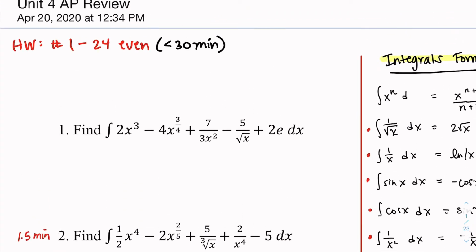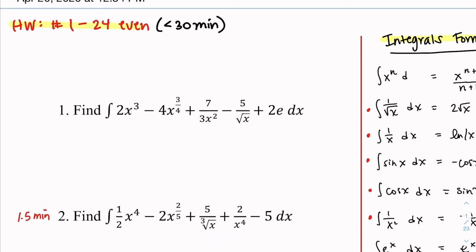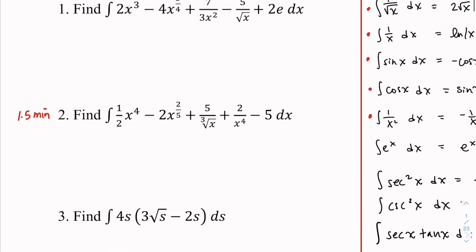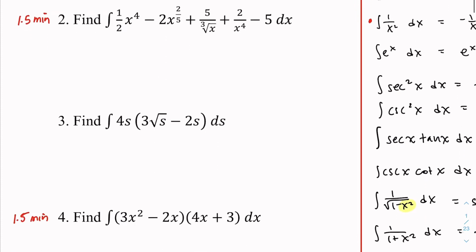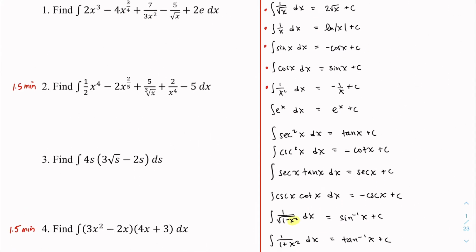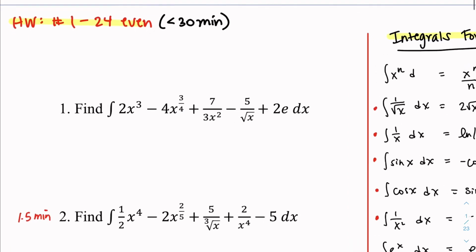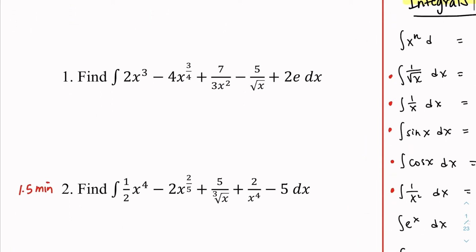It'll make our problems go a lot faster. I will be doing the odds. As before, you'll do the evens for homework, and the homework problems are timed to be less than 30 minutes. To help you keep track of your time, I've put little indicators next to the even problems to make sure that you are finding the right pace.